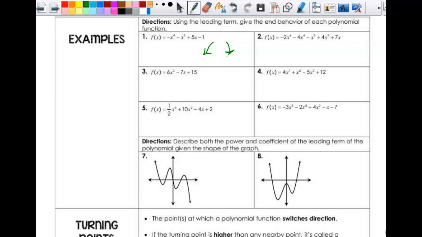It might not be a bad idea, maybe not so much the quadratic, but the cubic, to have one drawn off to the side so you can keep the down, up, down in your mind correct, so that you don't get it backwards.